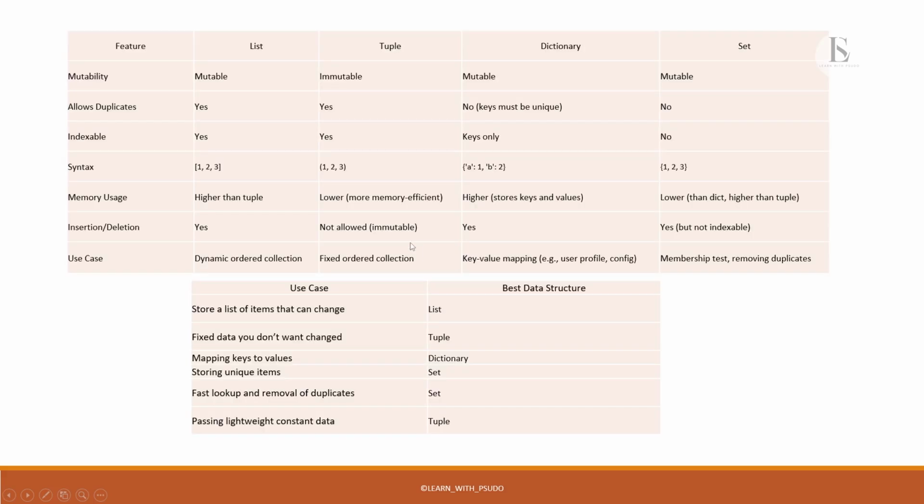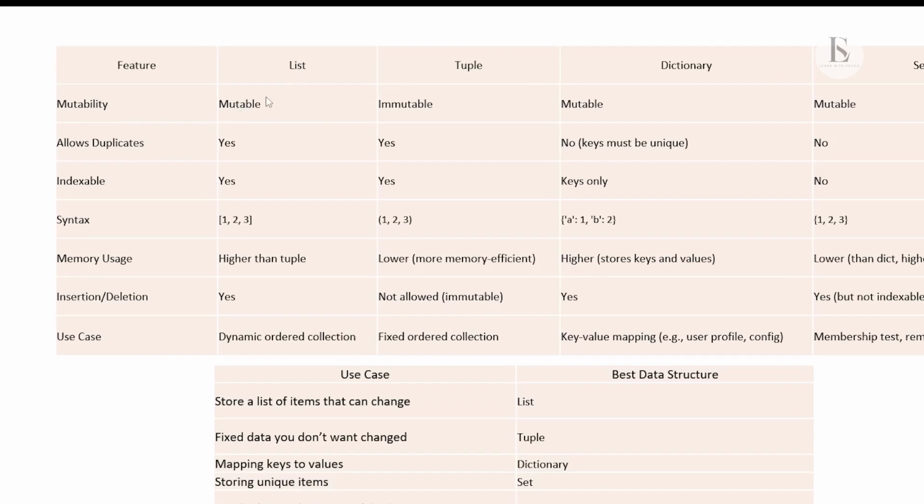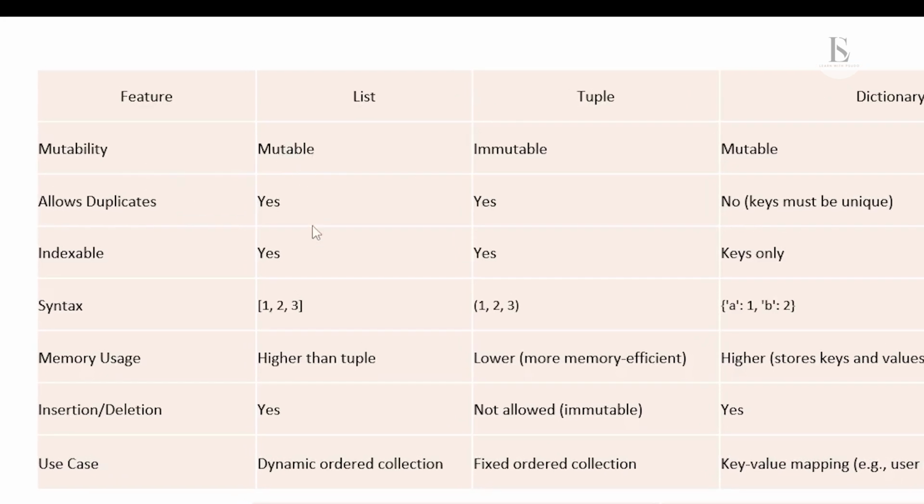Moving on. So this is a table where we talked about list, tuples, dictionary, and set. I had listed out a few features of these and how they are different from each other. All the collection data types' properties are listed here. There can be many, but I have just highlighted the elementary ones. So list is mutable. It allows duplicates and is indexable. The syntax is in square brackets. Memory usage is higher than tuple. Insertion and deletion are allowed. The use case is where you have a dynamic order to be collected, right?